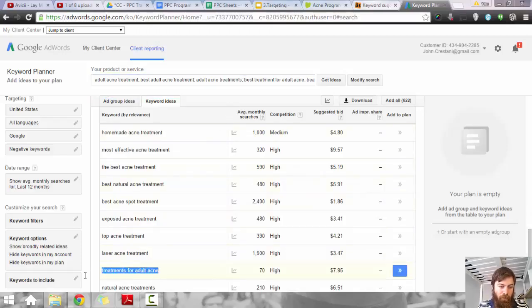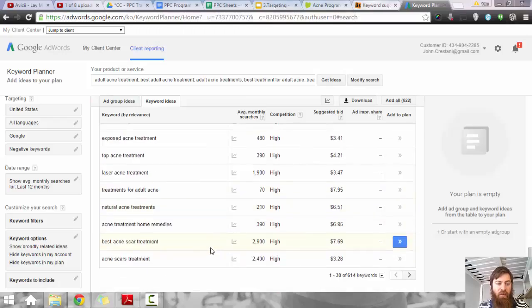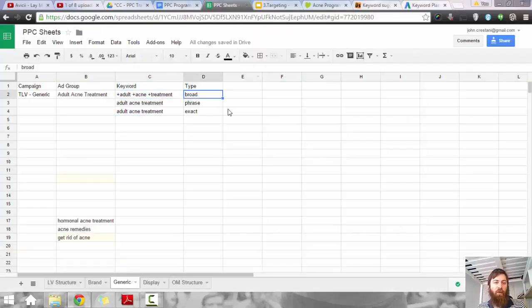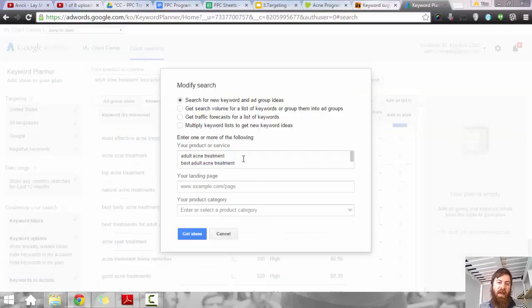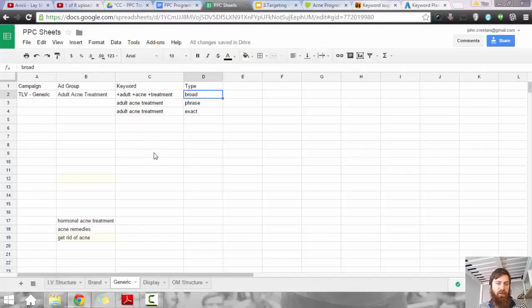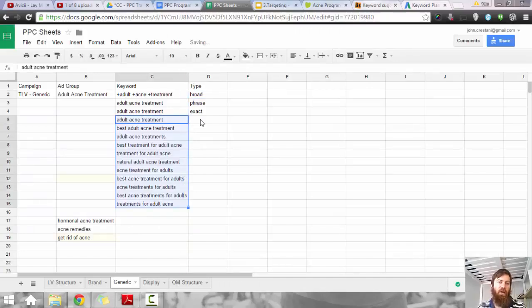So, comma. Keep in mind, every one of these terms is still going to match for adult acne treatment in modified broad match. Every one of these terms I'm mentioning. The thing is, though, by giving Google more specific search terms, what's going to happen? So now I'm just going to copy and paste this back into the sheet. What's going to happen is that you're going to get better.